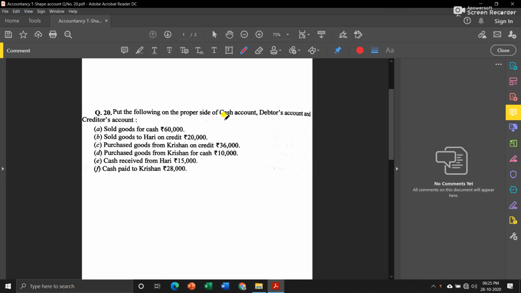Hello everyone, in today's session we will be solving question number 20 from your exercise, and this question requires us to prepare T-shaped accounts. Now let us see the question. Put the following on the proper side of cash account, debtors account and creditors account. That means we have to prepare three different types of account.